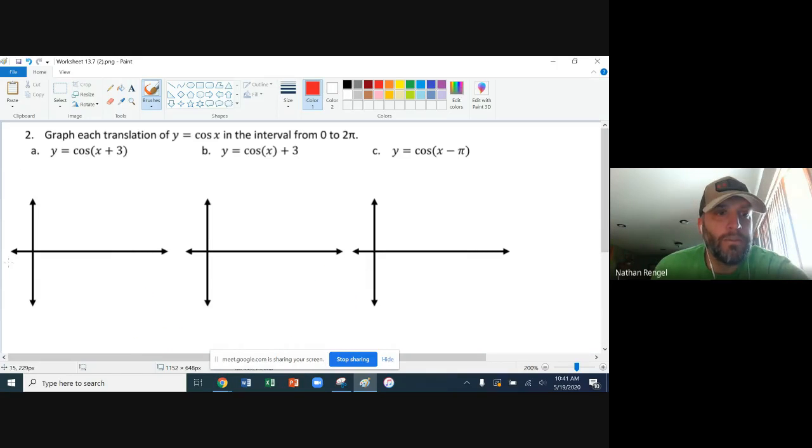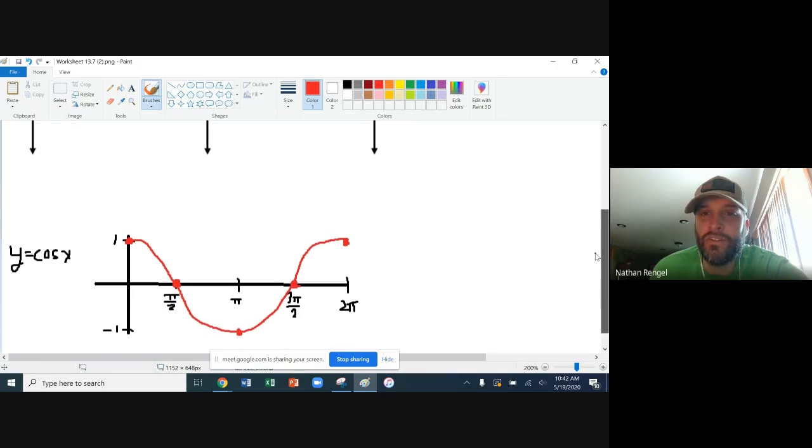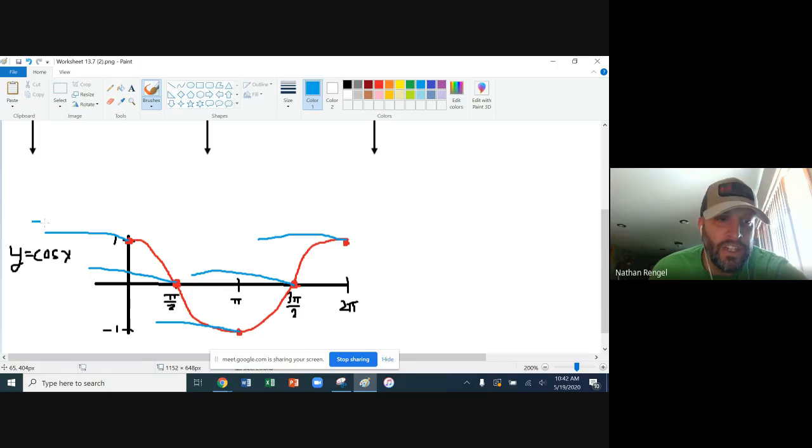So heading to problem A, we have y equals cosine of x plus 3 in parentheses. That plus 3 means that I have an h value in this case of -3, which means my graph is going to do a phase shift of 3 units to the left. So just a quick visual on that. That means that this point is going to move 3 to the left. This point is going to move 3 to the left. This point, 3 to the left, this point, 3 to the left, and this point moves 3 to the left. And then I'm going to have another picture of a cosine happening after I do all that.